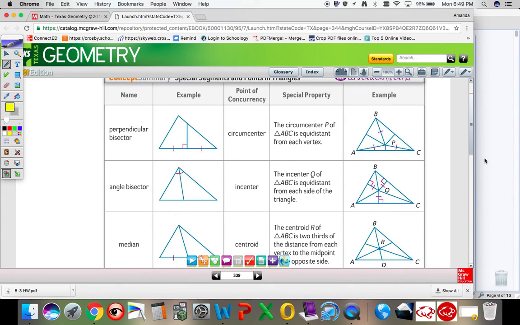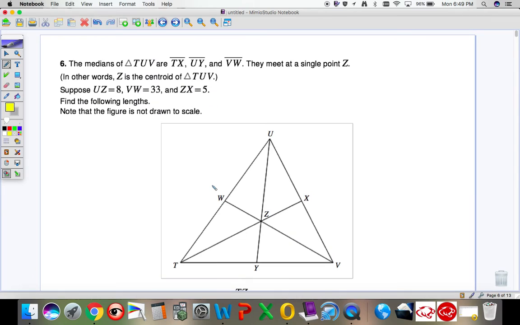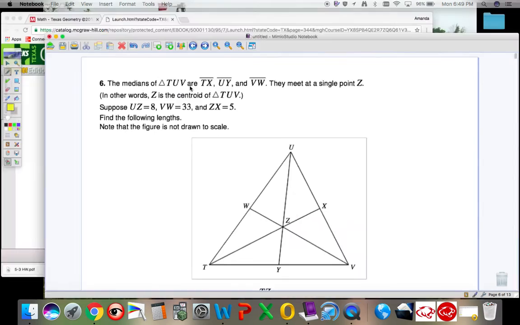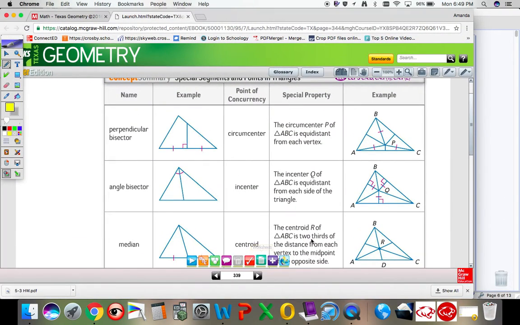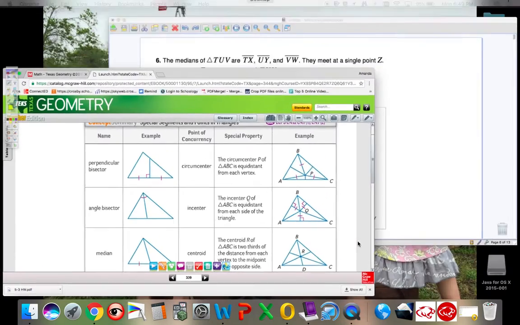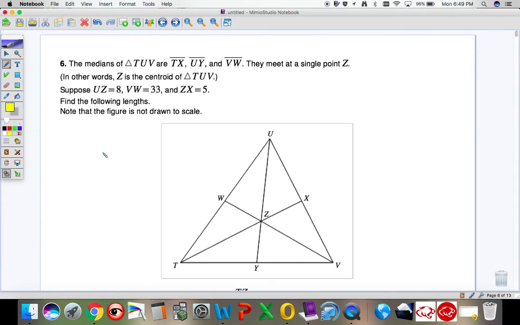Instead of having to deal with fractions, you can use this shortcut. And I'll show you how to do this. This is really not that hard. Because, here it is, centroid of triangle TUV. And there was your definition of your centroid. So again, this is a really good reference, and you'll need to know those definitions for your test.